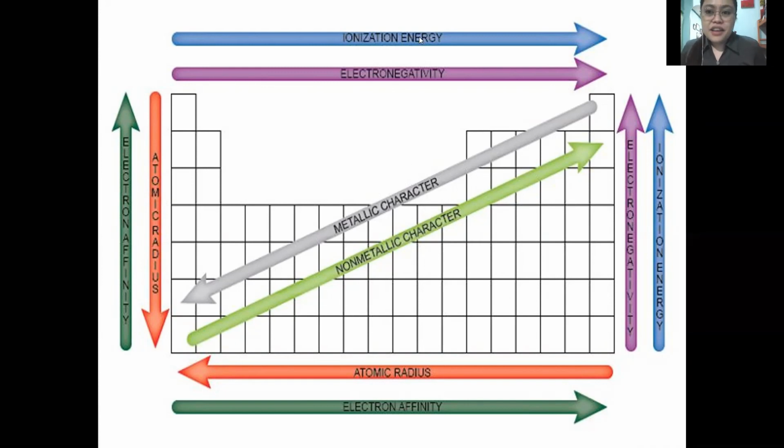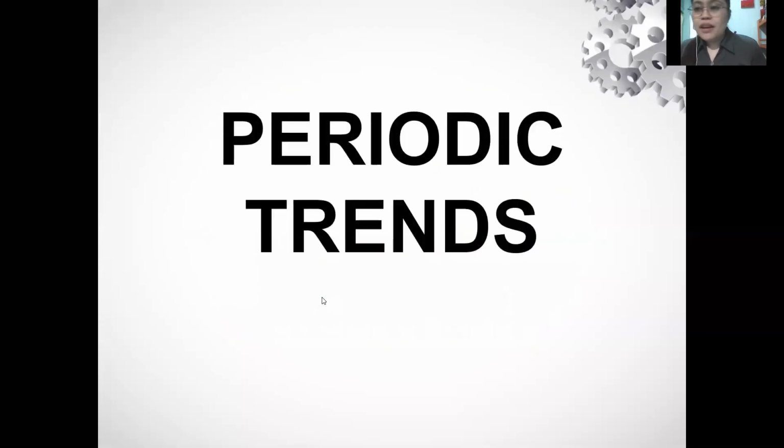We have ionization energy, electronegativity. We also have electron affinity here, atomic radius, metallic character, non-metallic character. That's the last one, non-metallic character. Actually, the arrows point kung saan mas mataas yung character, property niya. Let's discuss them one by one. So that's the periodic trends.